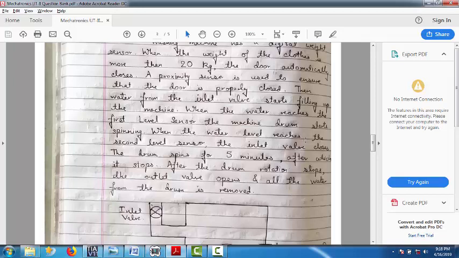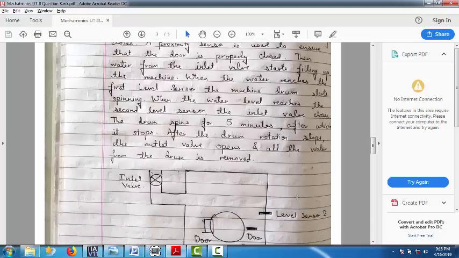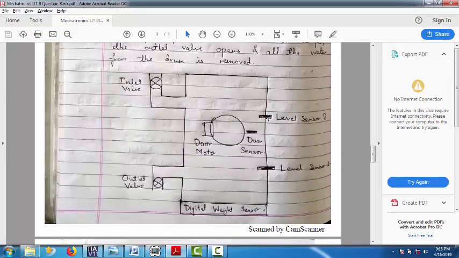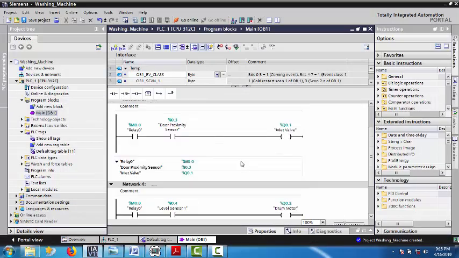When the water level reaches the second level sensor, the inlet valve closes. Now when the water reaches this second level sensor, that is when the inlet valve closes. So what do we have to do? Because the second level sensor turns on, we have to turn off the inlet valve.